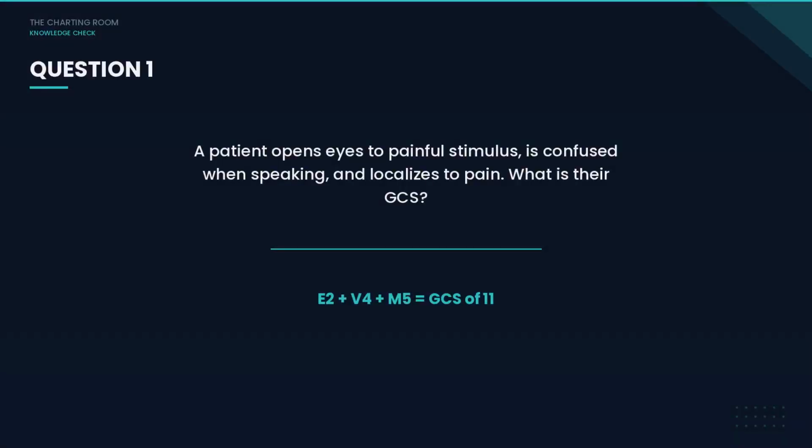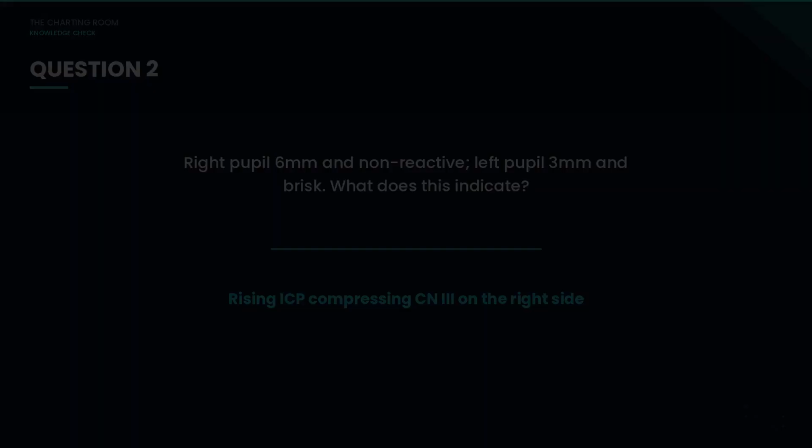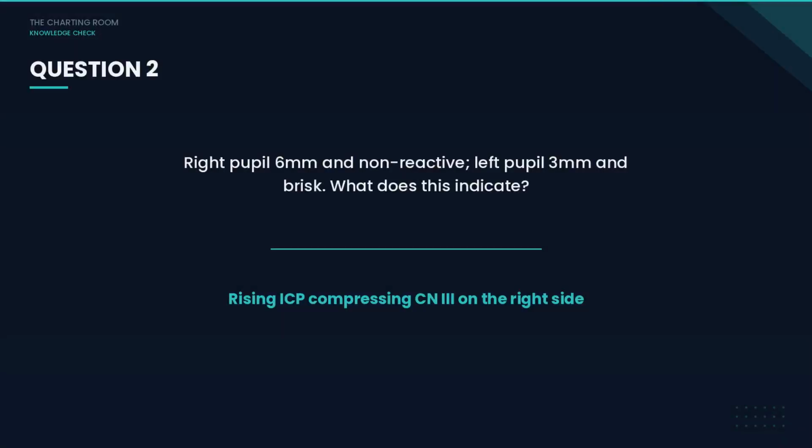A patient opens their eyes to painful stimulus, is confused when speaking, and localizes to pain. What is their GCS? E2 plus V4 plus M5 equals a GCS of 11. A patient's right pupil is 6 millimeters and non-reactive. Left pupil is 3 millimeters and brisk. What does this most likely indicate? Rising intracranial pressure compressing cranial nerve 3 on the right side.